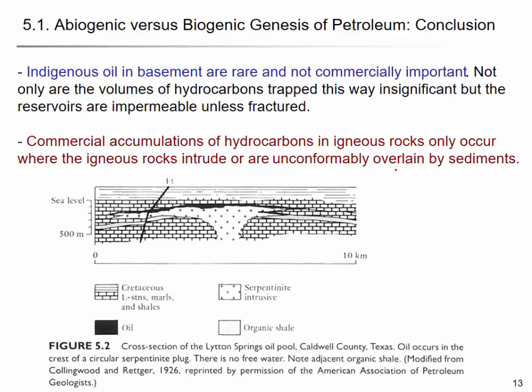Commercial accumulation of the hydrocarbon in igneous rock only occurs where the igneous rock intrudes or is unconformably overlain by sediment. So sometimes you have magma intrusion like this from the deep mantle, and they get cold and it becomes the magma intrusion. And in that area, you may have the hydrocarbon like this structure. So the black region is the oil, and the rest of the formation is the sedimentary rock. So this is the special case where you found the commercial accumulation, like the large reservoir of the hydrocarbon in the igneous rock.